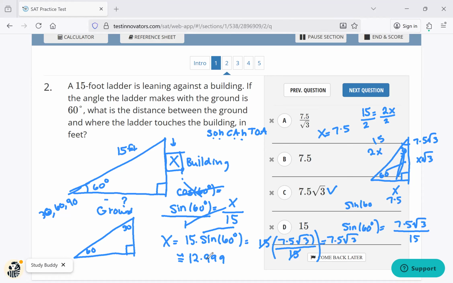But with a calculator, it's about 12.99. So this is how you do it without a calculator. This is how you do it with a calculator. Okay, so the answer is 7.5 radical 3, choice C.